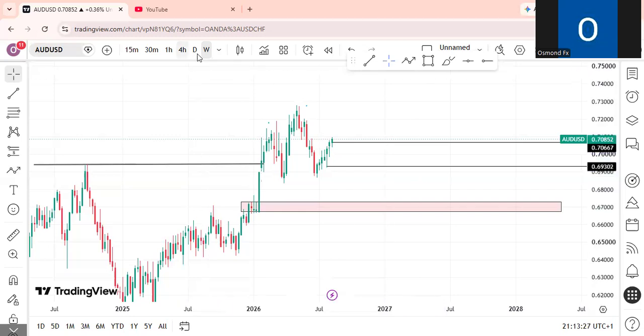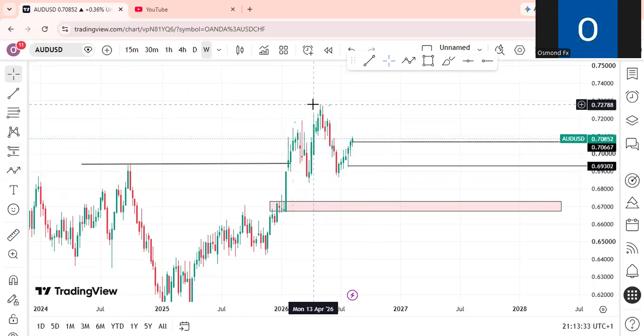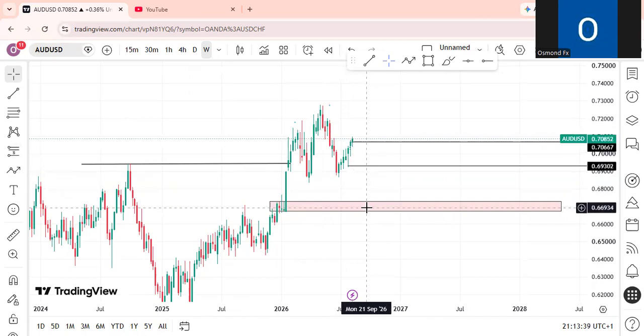Okay. Now from the weekly time frame, that is what I can see here, because the market has already given us a shoulder here. This is the head. So the other shoulder is trying to form around this area, before we see a massive drop to the downside. All right.